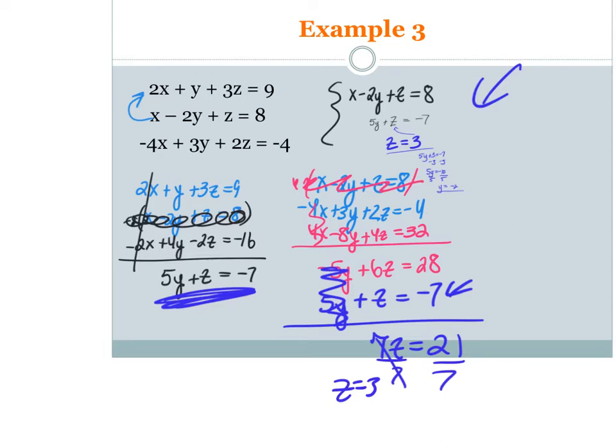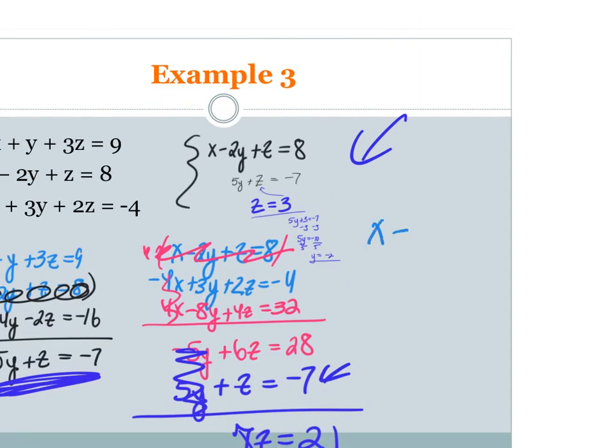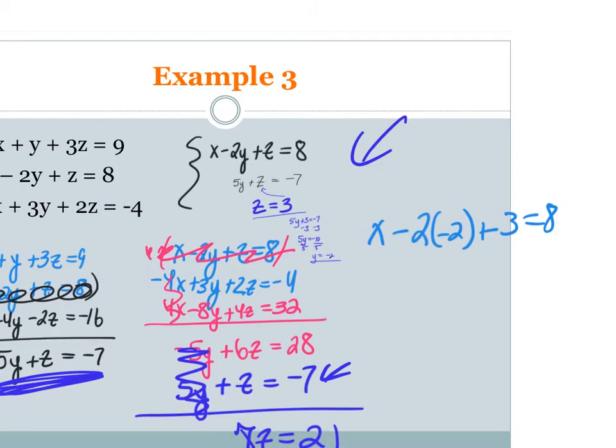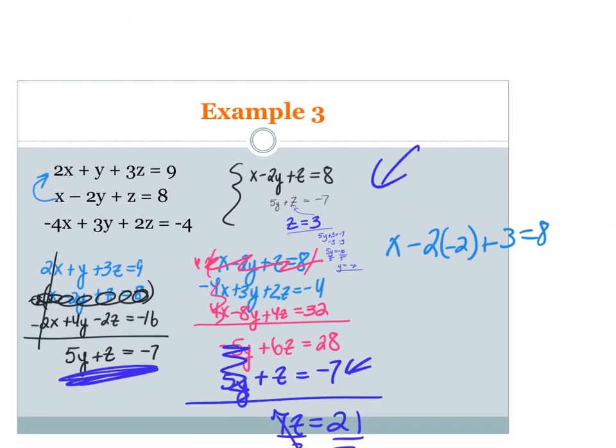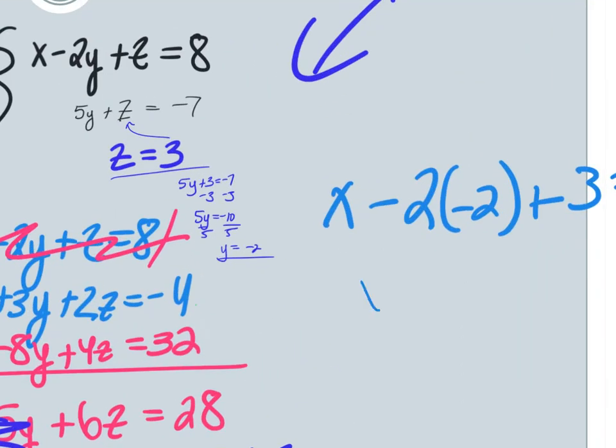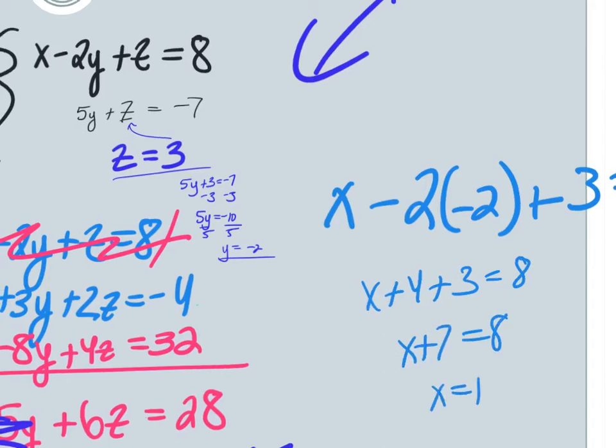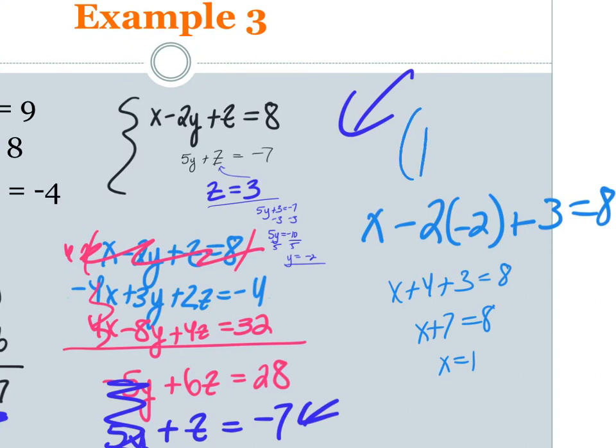So where was I? I need to find x now, correct? Okay, so we're just going to plug everything in. I have x minus 2 times y. What do we say y was? Negative 2 plus 3 equals 8. Say it again. It's negative 3. Oh, no. Did I mess up? So I have x plus 4 plus 3 equals 8. x plus 7 equals 8. What does x equal? So my ordered triple is 1, negative 2, 3.